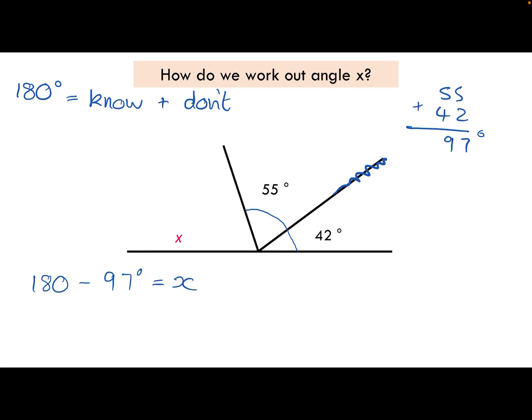So I'm going to take away 7, I'm going to get 173. I'm going to take away 90. Now that's a lot more difficult. I can take away 70 and then I can take away 20. So I've got my take away 7, which is 173. Take away 70, which is 103. Take away 20, it's just 83.